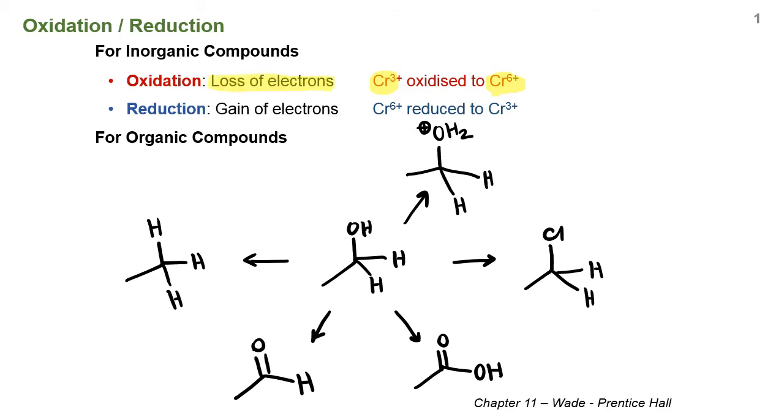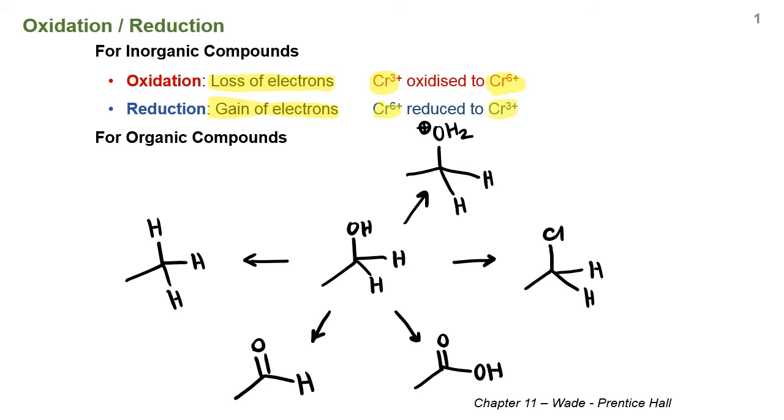So chromium 3+ lost its 3 electrons to become chromium 6+. So this is the oxidation. But for the reduction, it is the gain of electrons. For example, here, chromium 6+ can gain 3 electrons to become chromium 3+.